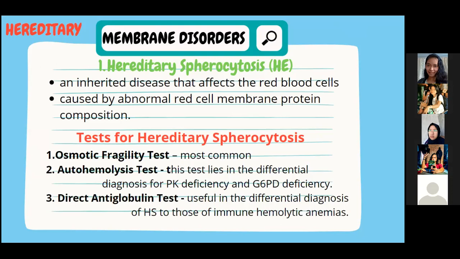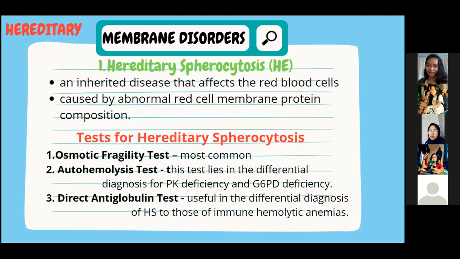So the RBC membrane disorders are inherited due to mutation in various membrane or skeletal proteins, resulting in decreased red cell deformability because of the repeated passage through the capillaries, and also a reduced lifespan, which is normally 120 days, and premature removal of RBCs from the circulation. The first one, we have the hereditary spherocytosis.